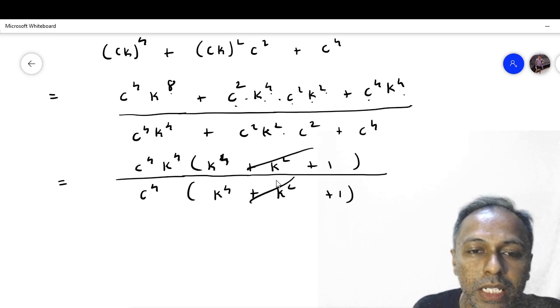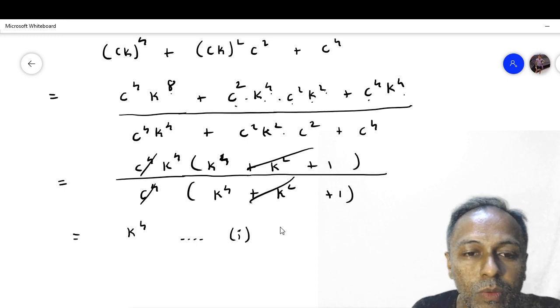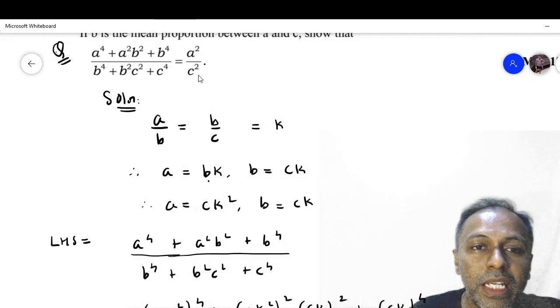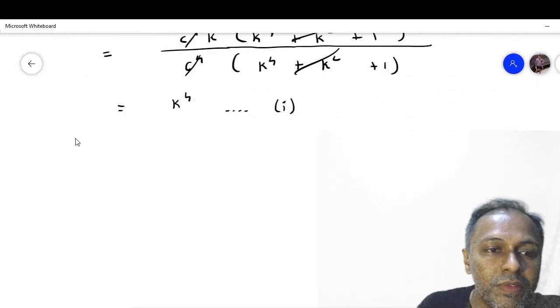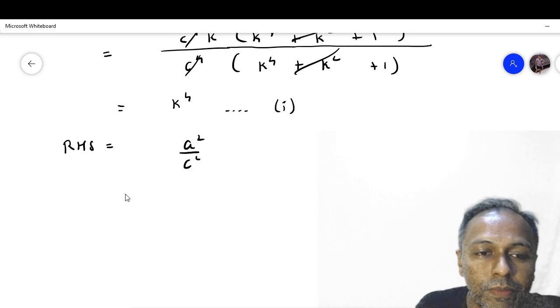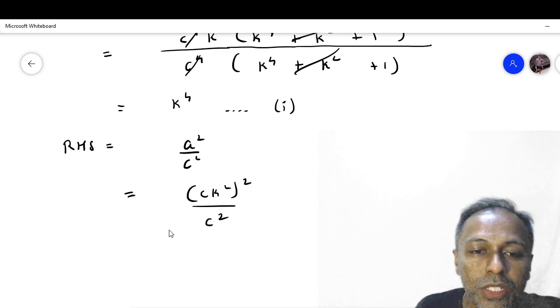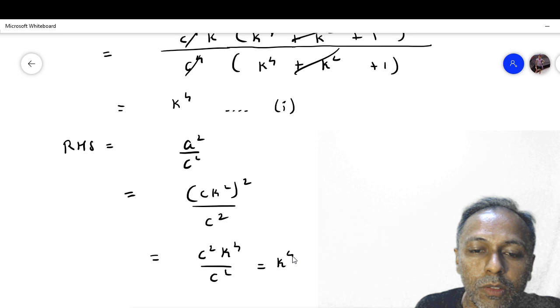This is k raised to 4. It has got cancelled out completely. Even c raised to 4 can get cancelled out. And we are left with k raised to 4. This is your equation number 1. Let us now explore our right hand side. Right hand side is a square upon c square. Let us write the right hand side. Right hand side is equal to a square upon c square. But a is equal to ck square, whole square upon c square is equal to c square k raised to 4 upon c square is equal to k raised to 4, which is equation 2.